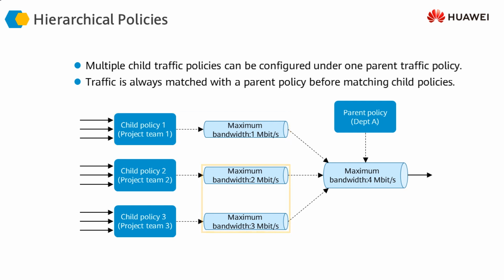This means that overall, first each of the project teams is going to be limited according to their child policies, and then the overall traffic of these 3 project teams together, because they all belong to department A, is further going to be limited by the maximum bandwidth that has been configured for department A. This is the example of hierarchical policies, where we have a parent policy and then we can have one or more child policies within that parent policy. This is called hierarchical policies.